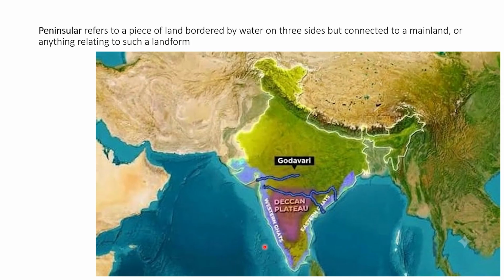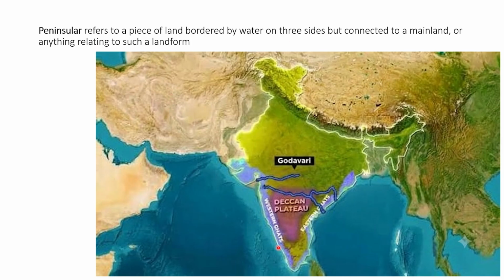Now we learn about the peninsula. What is a peninsula? A peninsula is a piece of land. As you see, this is the Asian continent, and India is this highlighted part. The majority of India's portion is bordered by land, but on the other three sides, it is water. So, a peninsula refers to a piece of land bordered by water on three sides but connected to a mainland, or anything relating to such a landform.